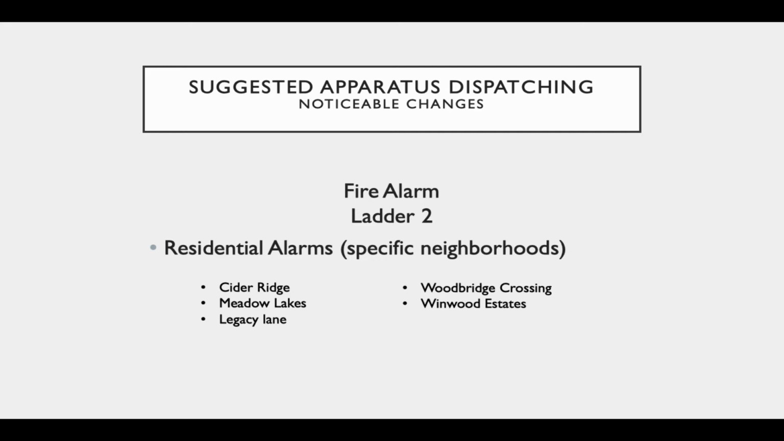Other noticeable changes with suggested apparatus dispatching will be found with Ladder 2. In regards to residential alarms, Ladder 2 will be responding in specific neighborhoods, such as Cider Ridge, Meadow Lakes, Legacy Lane, Woodbridge Crossing, and Woodwood Estates. So if there's a fire alarm or a structure fire in these areas, Ladder 2 will be dispatched rather than Engine 2.